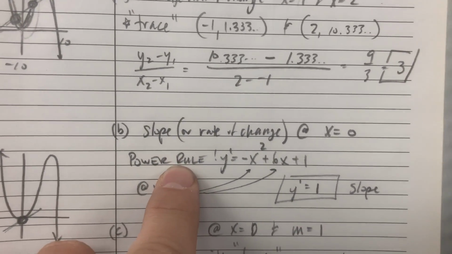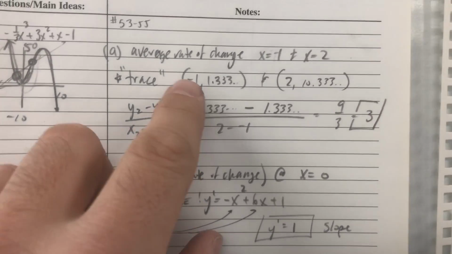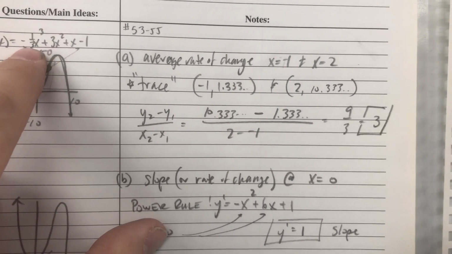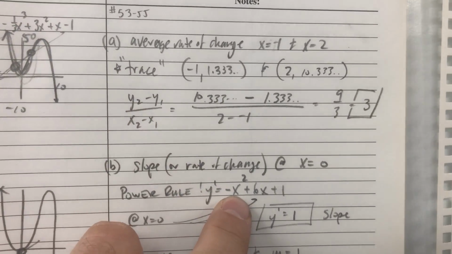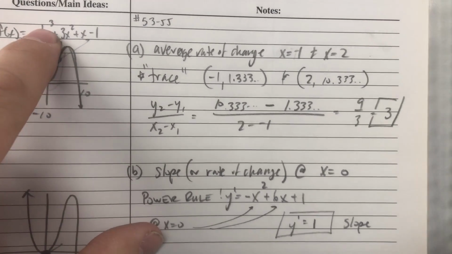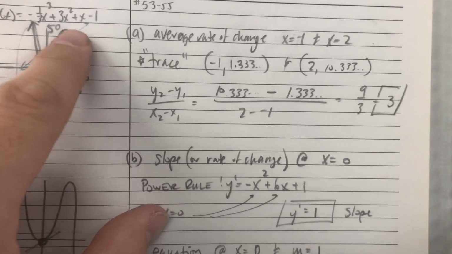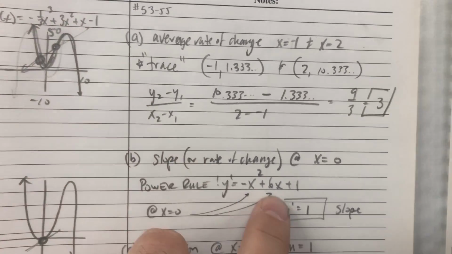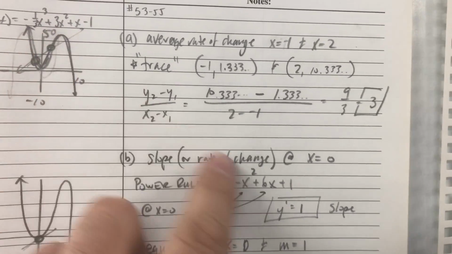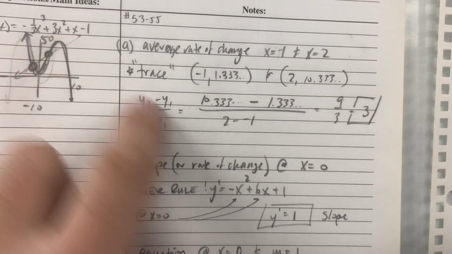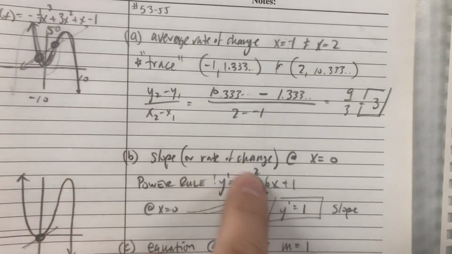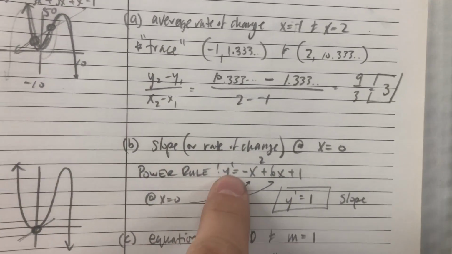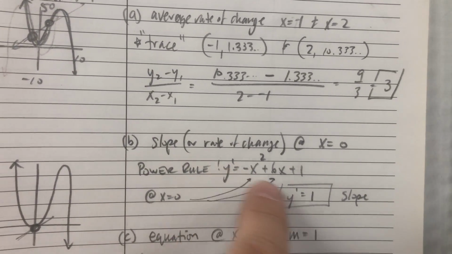So I need to use the power rule. So I have this -1/3 times 3, which is going to be -1, and I reduce the power by 1. 2 times 3 is 6, and I reduce the power by 1. And this x becomes 1, and then the -1 goes away because it's a constant. So now I plug in 0 everywhere inside this, and I have y prime equals 1.